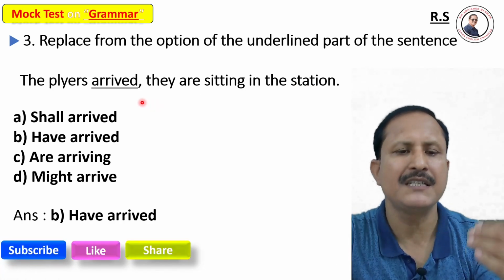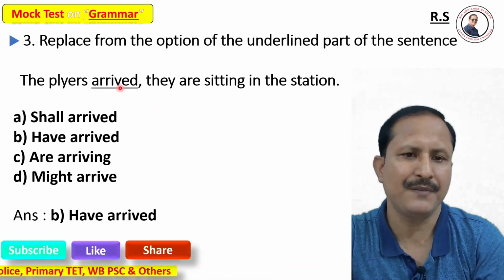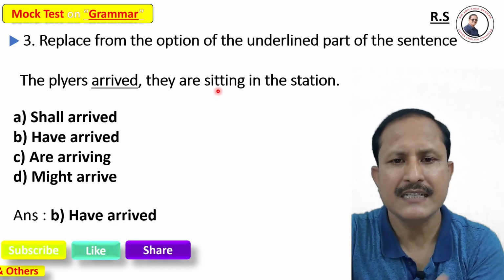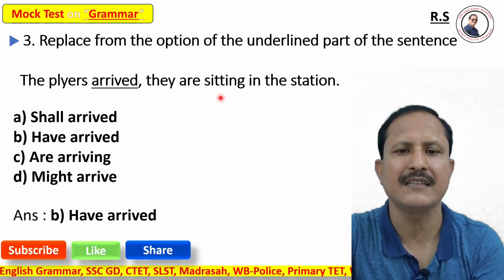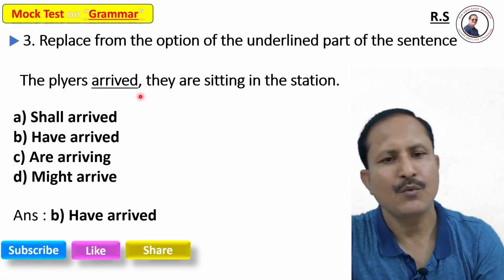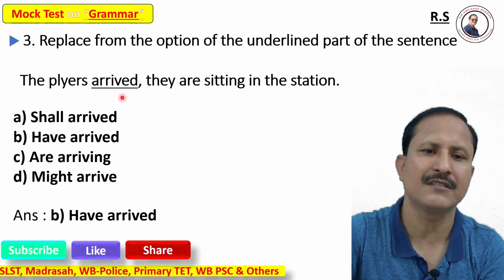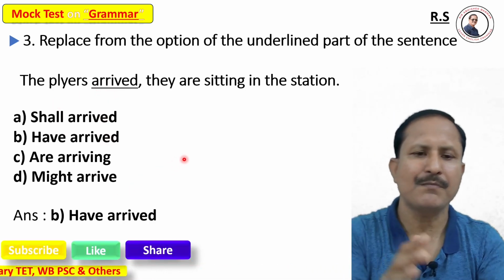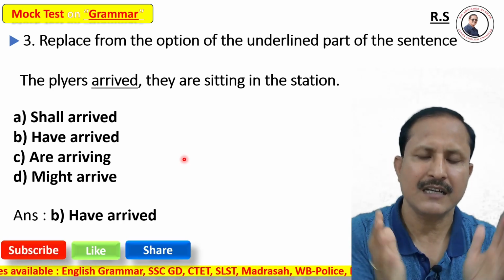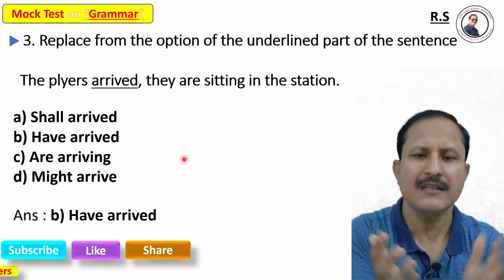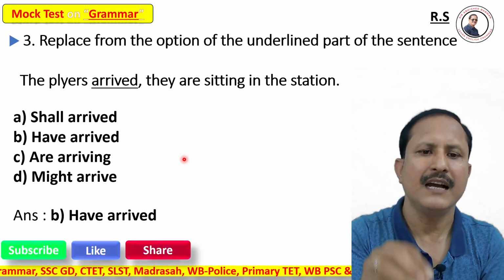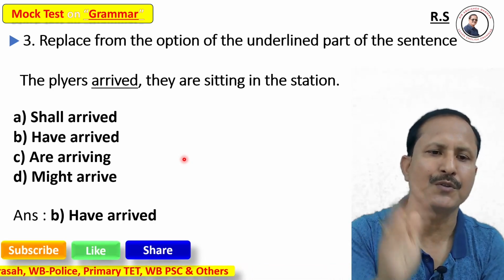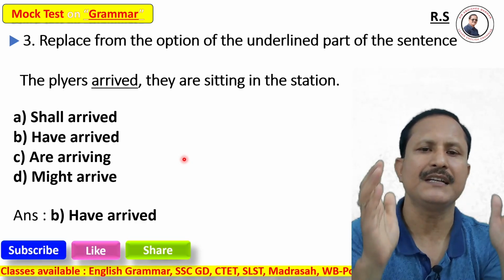The players arrived. This is past, sorry, this is present perfect. Here the players arrived, and they are sitting in the station. They are still sitting now. This is continuing, but the action was already completed, and that construction should be present perfect, and that's why the players have arrived. This is completely on the basis of tense. The classes on tense are abundantly given in this channel, and the playlist will be given in the description box of this video. You should go through this class, and it will be very, very clear to you.